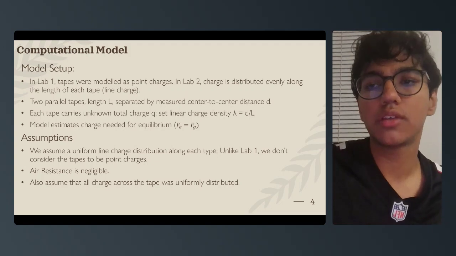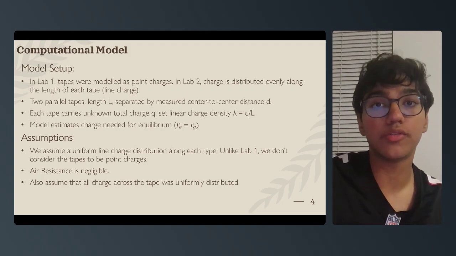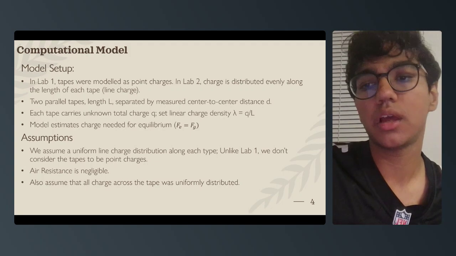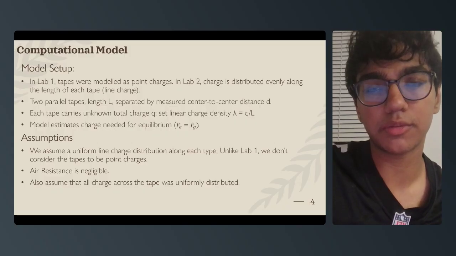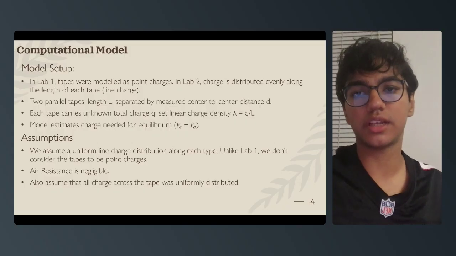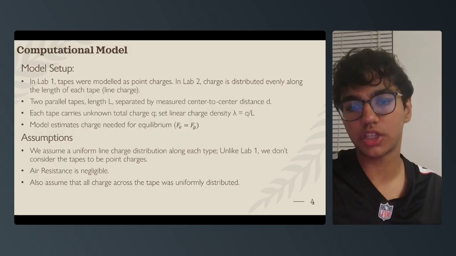Assumptions. Some of the assumptions we made were that there's a uniform line charge distribution along each tape. Unlike Lab 1, we don't consider the tapes to be point charges. Air resistance is negligible, and we also assume that all charge across the tape is uniformly distributed.